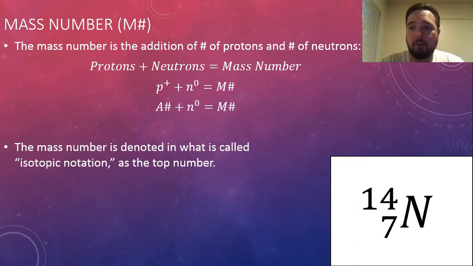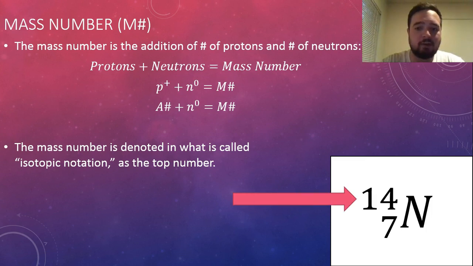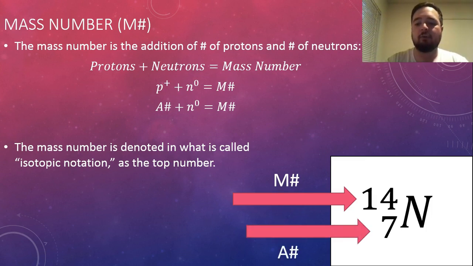So isotopic notation is when you have an element symbol, but it has two numbers. There's a top number and there's a bottom number. The top number is the mass number. So it's the addition of protons and neutrons. What this is saying is that there are 14 protons and neutrons collectively within the nucleus. But the bottom number is the actual atomic number.